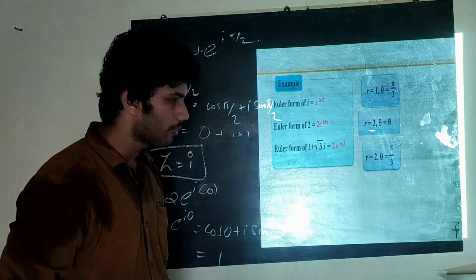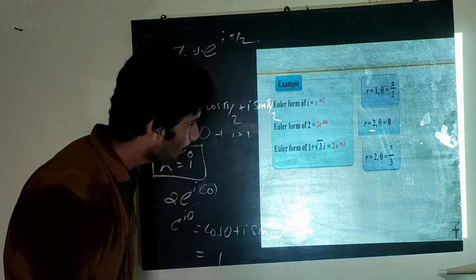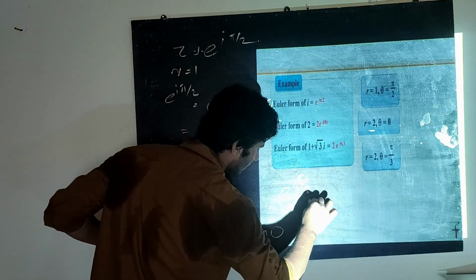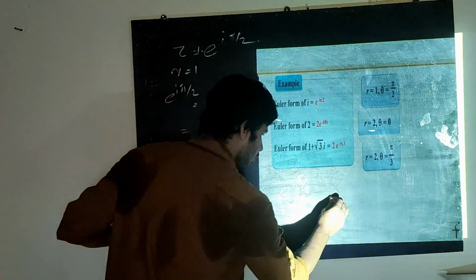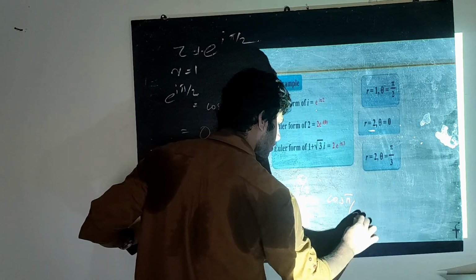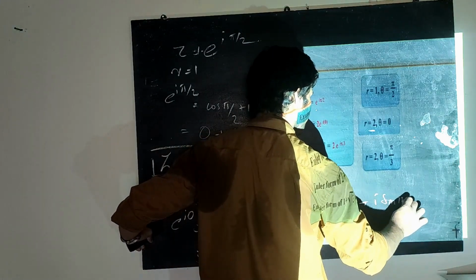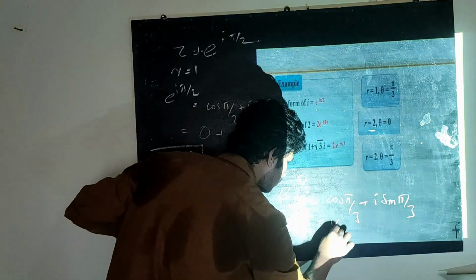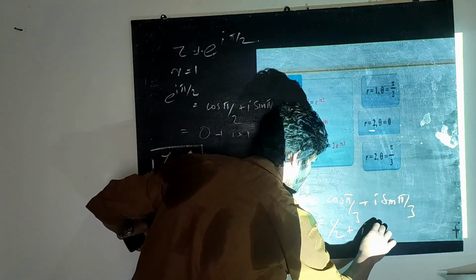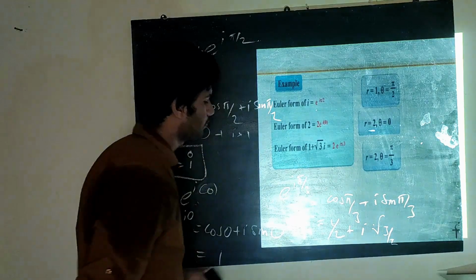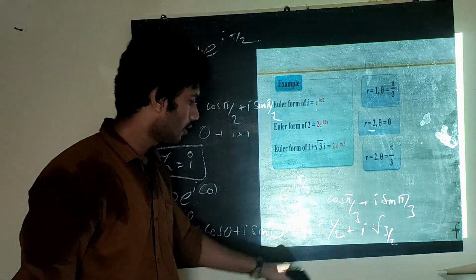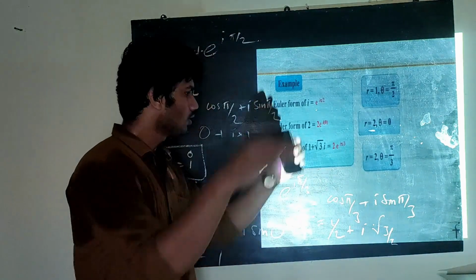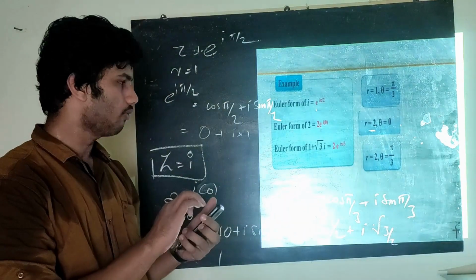1 plus root 3 i can be represented as 2 into e raised to i pi by 3. Let's discuss that. e raised to i pi by 3 is equal to cos pi by 3 plus i into sin pi by 3. What is cos 60? It's 1 by 2, plus i into sin 60, which is root 3 by 2. So this becomes 1 plus i root 3, divided by 2, into 2. The 2 gets cancelled. So this is an example for Euler's form.